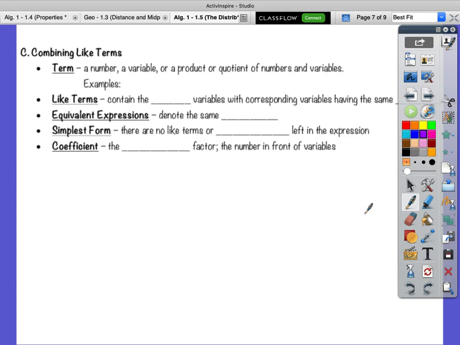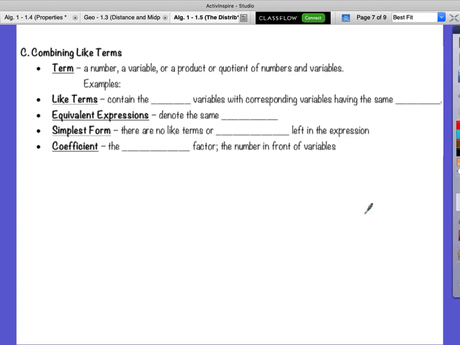Hey, it's almost like this was a perfect transition into that. So a term is a number, variable, or a product or quotient of numbers and variables. Okay, so an example of a number, 5. What's an example of a variable? X. An example of a product of numbers and variables, maybe 3x.